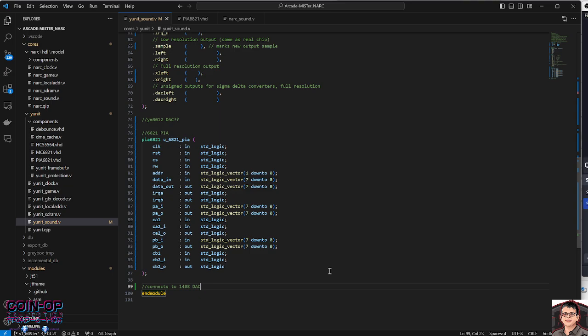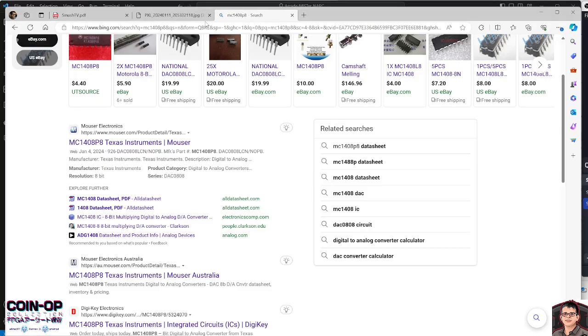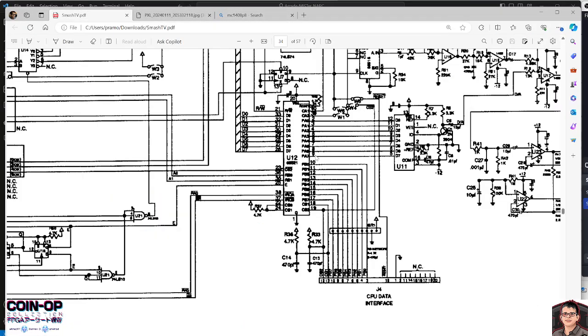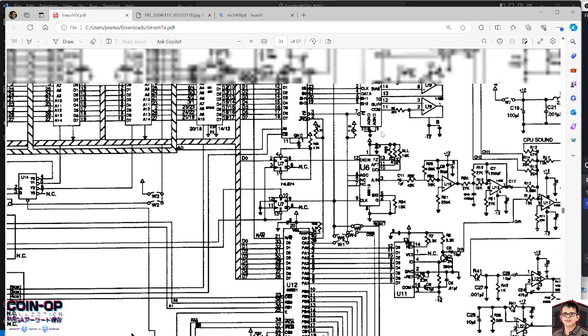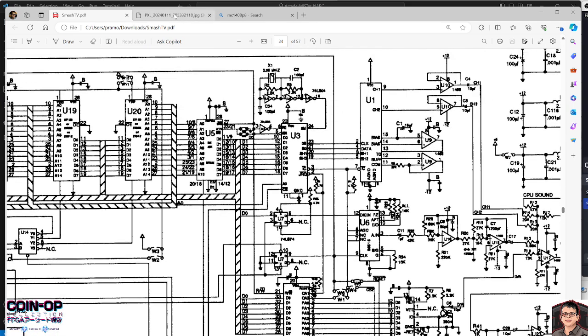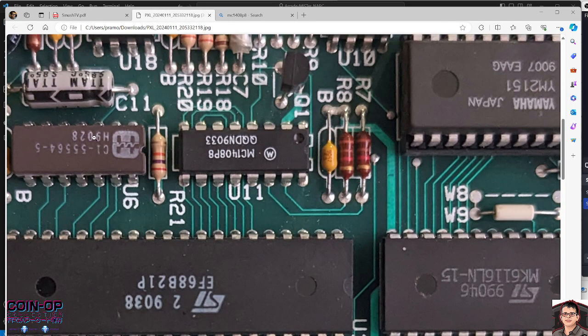All right. Next one. So we got that going, and that's U11, right? And then in the middle here you have a U6. What is U6? U6 is the next chip next to it. So this is the 55564. The 55564 is actually a CVSD, and I know that because NARC has the same one.